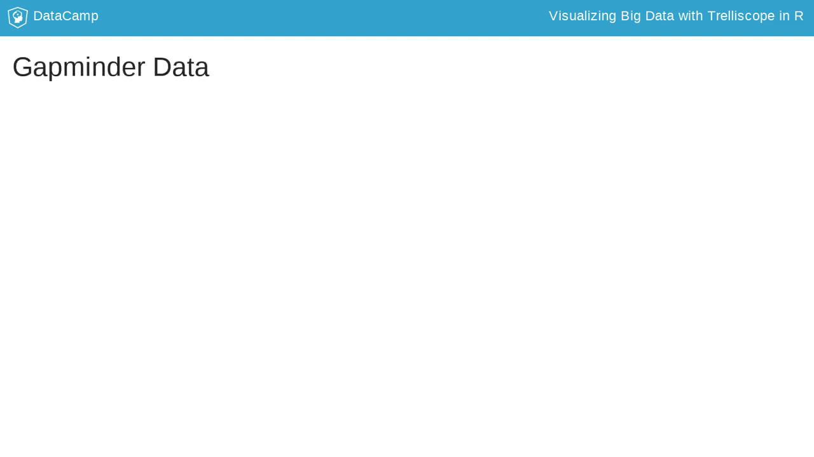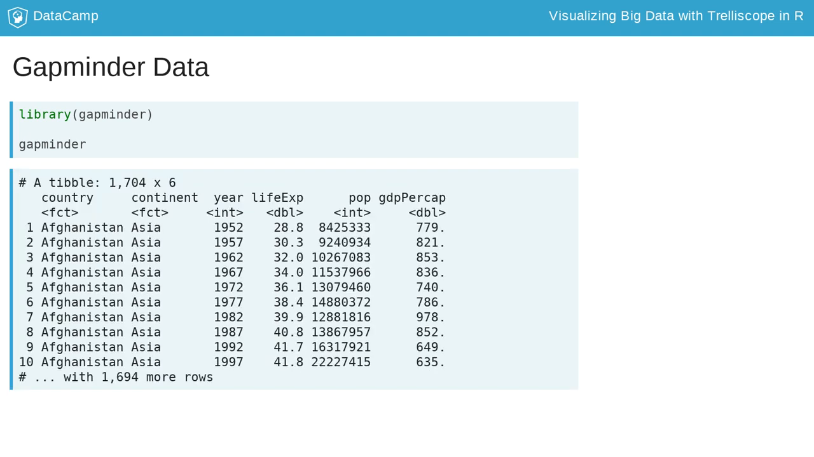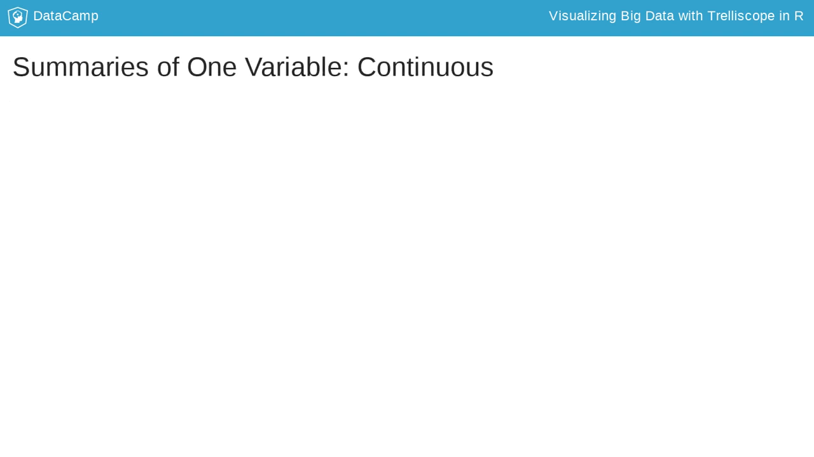To illustrate the methods, we will use the Gapminder dataset, which you may have seen in other DataCamp courses. This dataset provides indicators for 142 countries over 12 years. Let's start with the histogram.